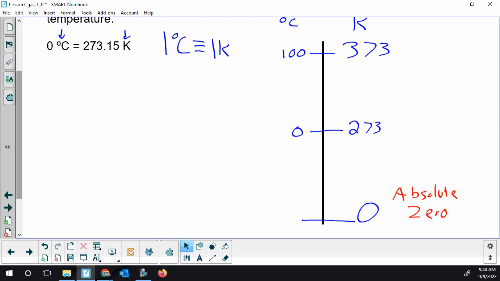Now on the degree Celsius scale, how far can we go down? What is absolute 0? Well, we went down 273 here. We've got to go down 273 here. So we're negative 273. That's our coldest day benchmark.